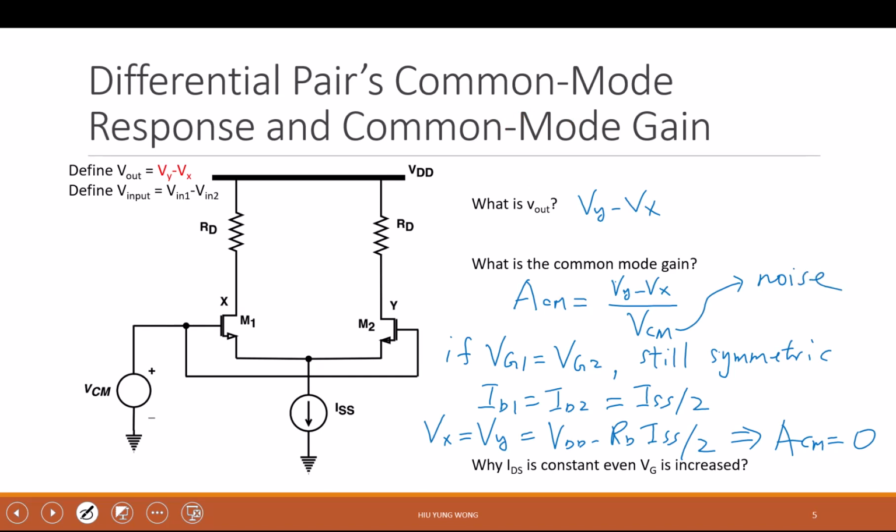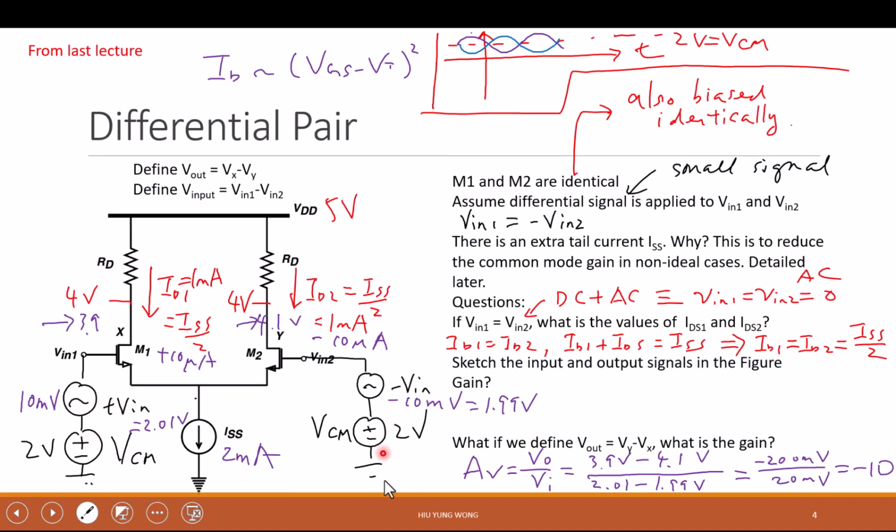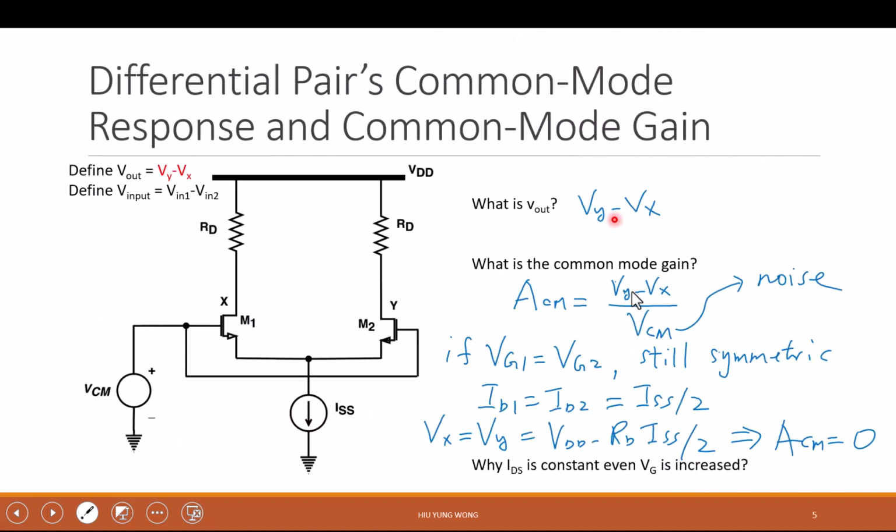Okay? So you see that with this differential amplifier, even I have noise due to common mode, because we always need to bias our circuit at common mode, and I want to amplify my small signal, differential signal. But if I have noise from the common mode, this one can suppress it. Because even you have a fluctuating, because I only care about this differential output, I don't have any common mode gain. Is this okay?